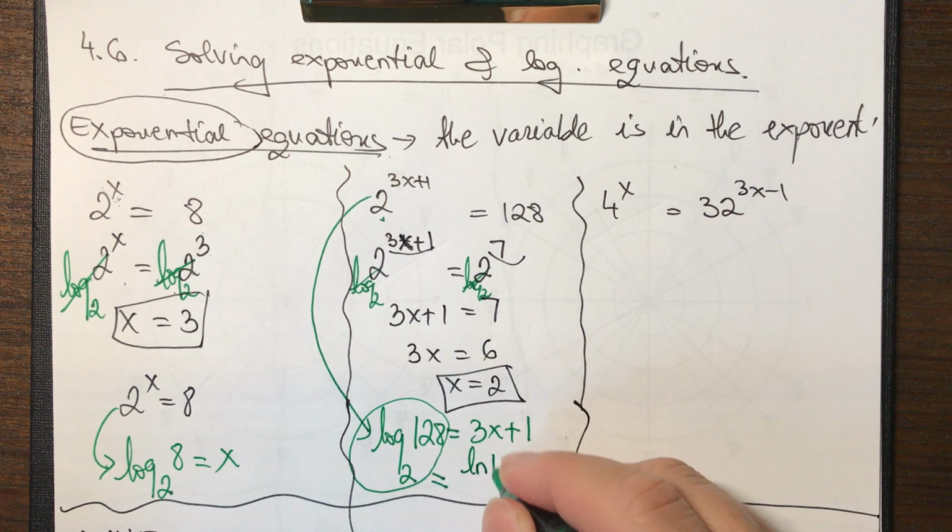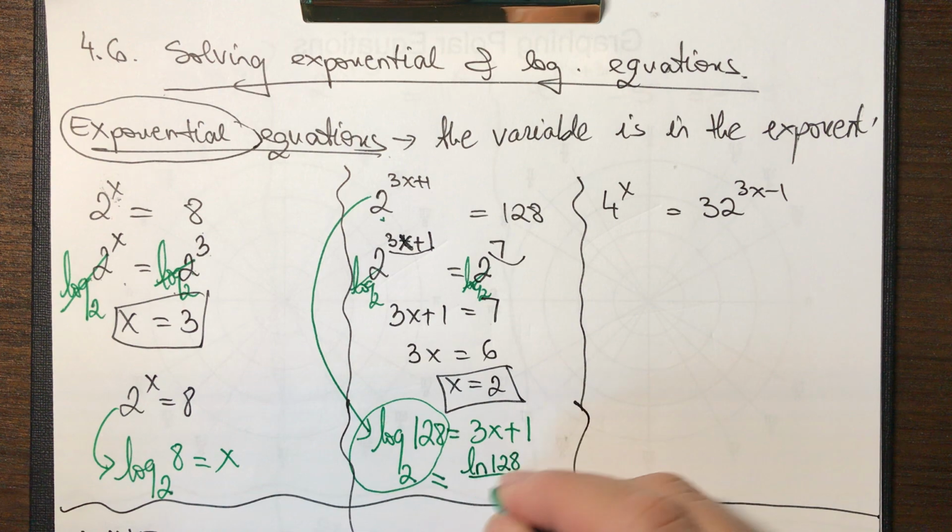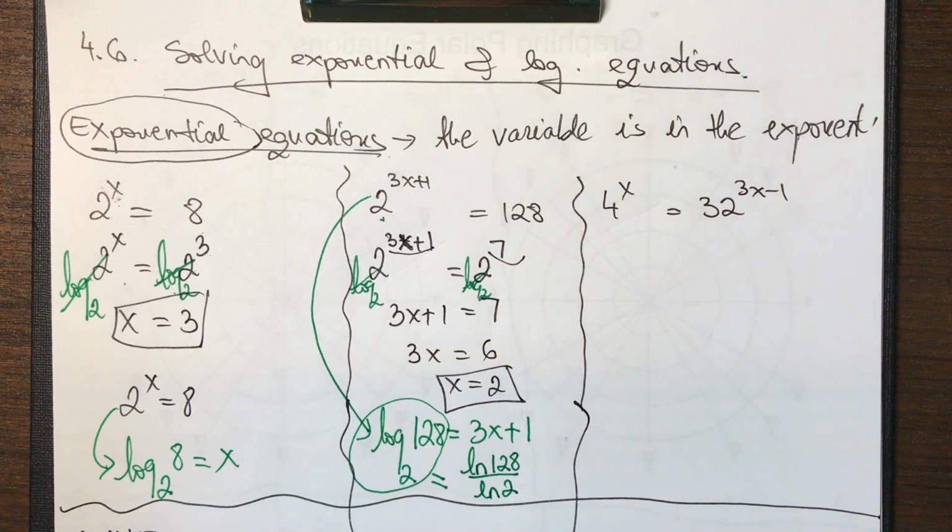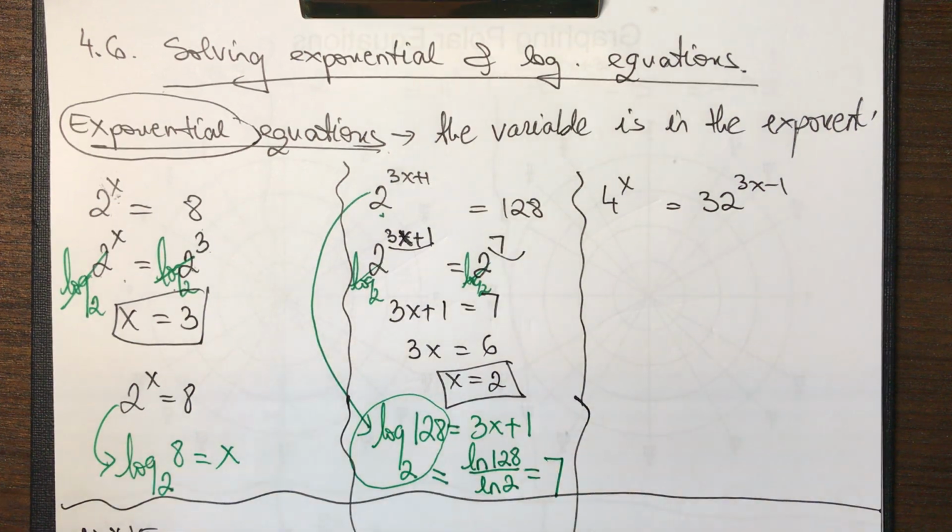So all you have to do is to evaluate it using your calculator, right? Log with base 2 of 128 is natural log of 128 divided by natural log of 2. So if you put that in your calculator, you will get your 7, right? And then you'll continue from there. So either way, this can easily be done.